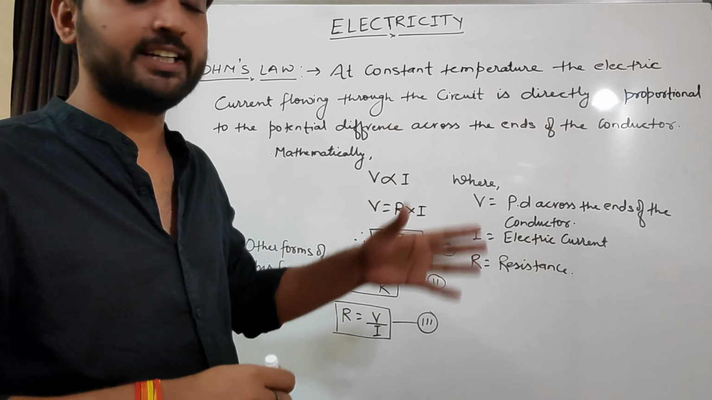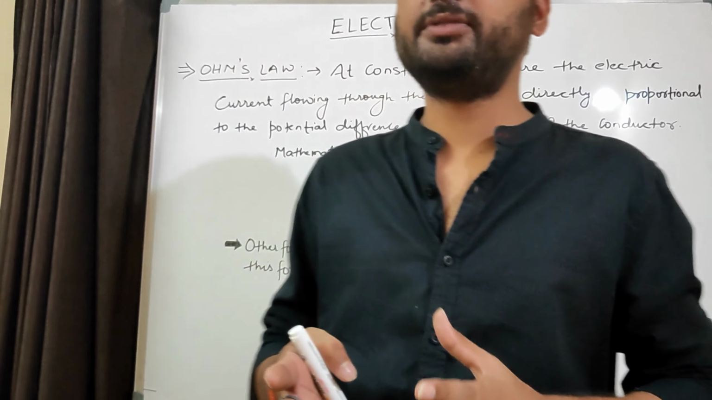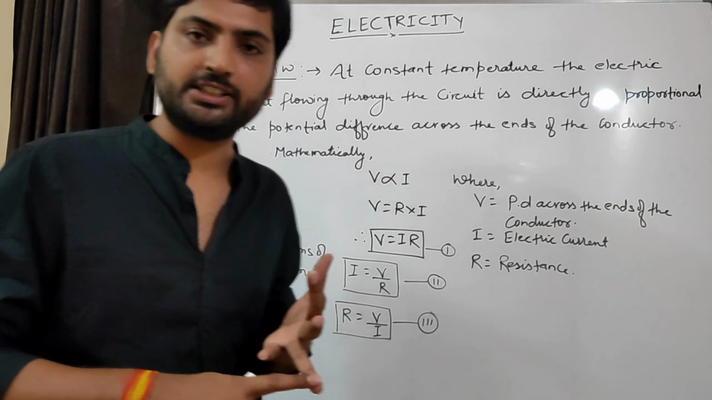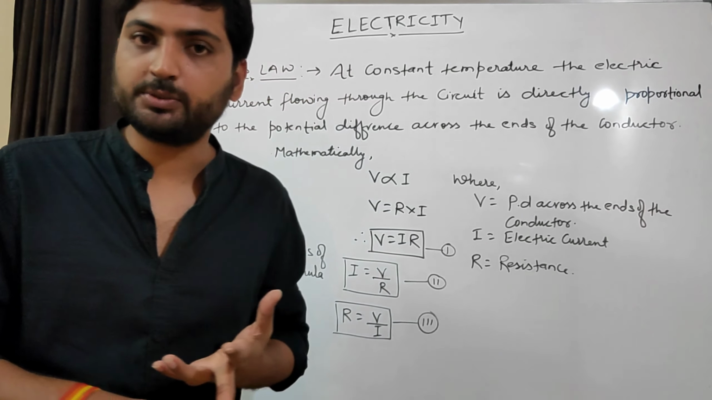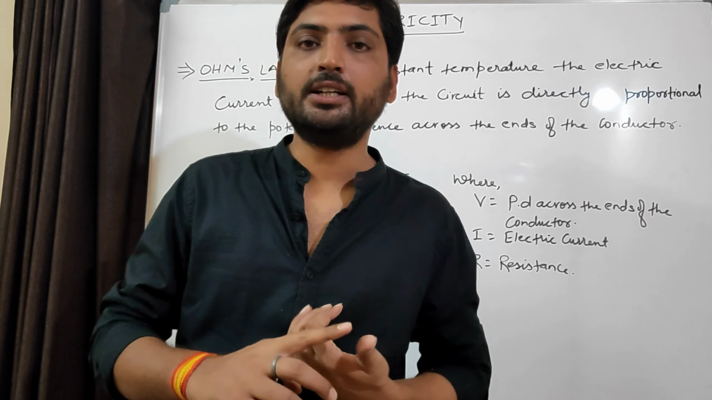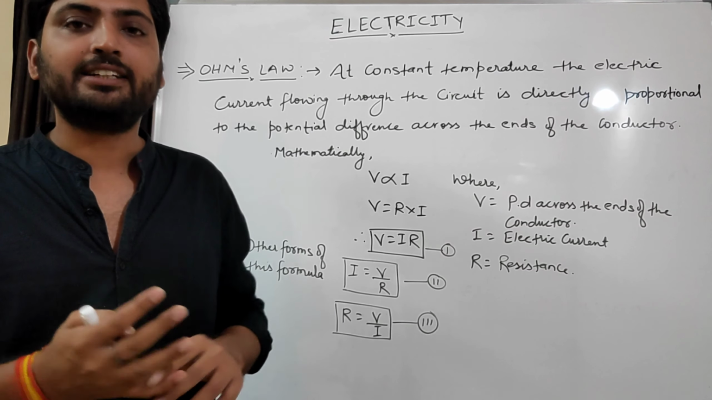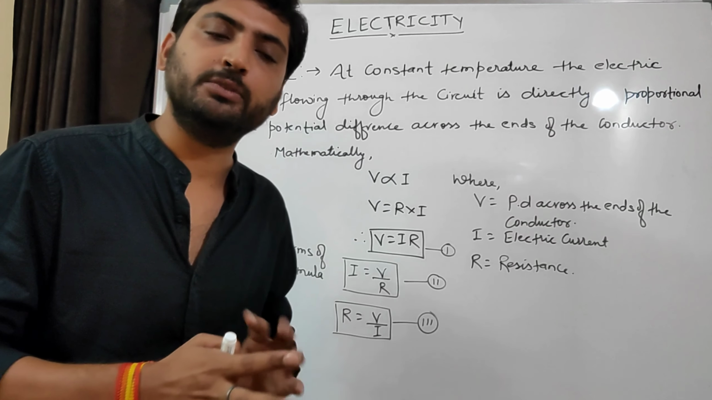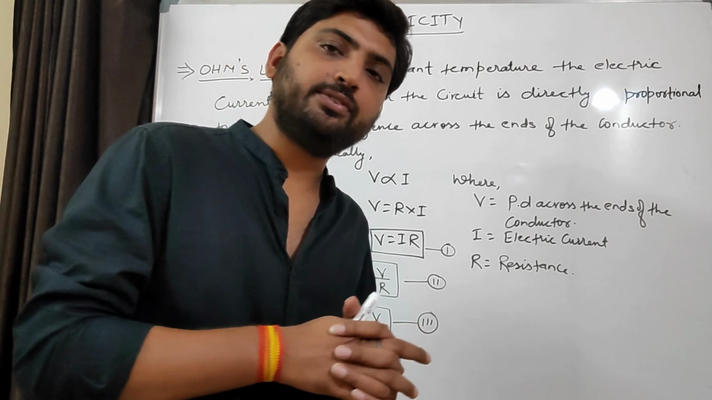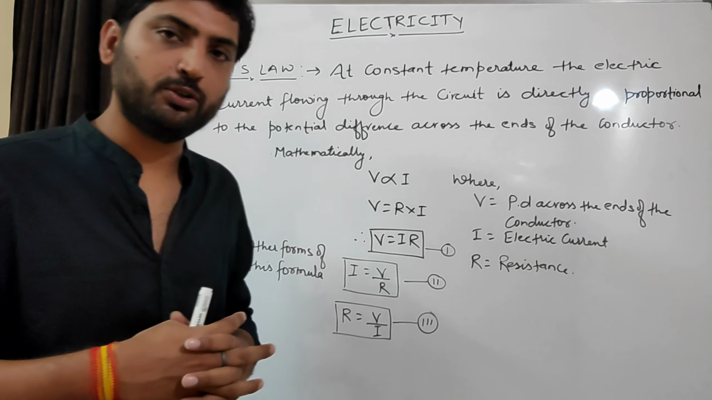Before starting this lecture, let's go over the previous lecture. What we have discussed in the previous lecture? We have discussed charges, unit of charges, quantization of charges. Then we studied electric current, then electric potential, then potential difference and the difference table between voltmeter and ammeter. These were the topics covered in the last lecture. If you have not studied it yet, then go to the playlist and please watch that video.